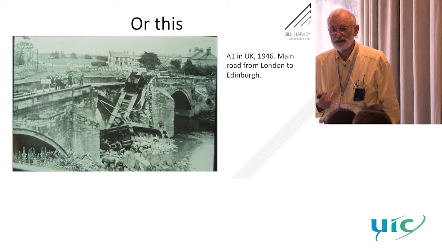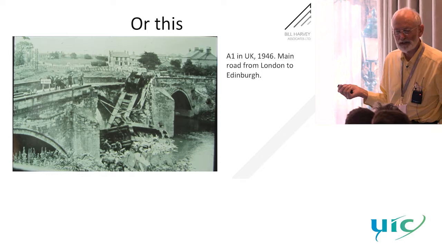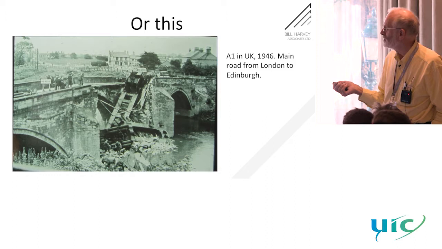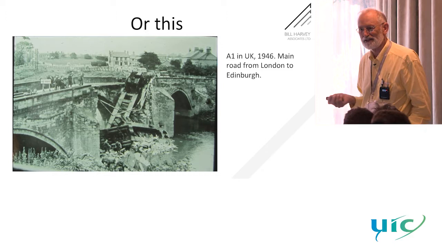But bridges do actually fail under load. Not very often. And that's an almost unique case. Why they chose to go over the half of the bridge that was medieval rather than the half that was only 200 years old, I don't know. But this was 1946. This is the A1, which was the main trunk road between Edinburgh and London. And the sign says, no road. In a country that's trying to recover from war, the economic implications of that are quite severe.